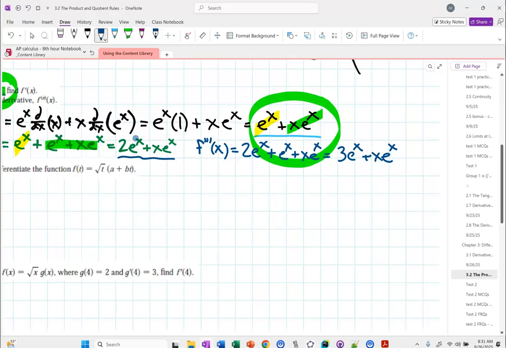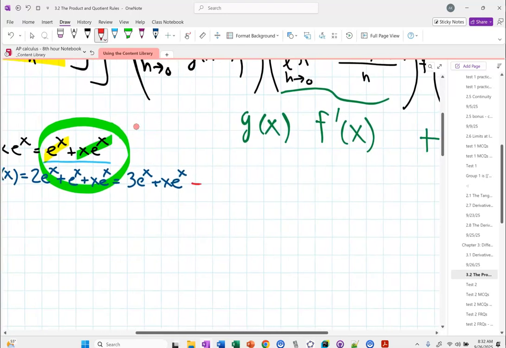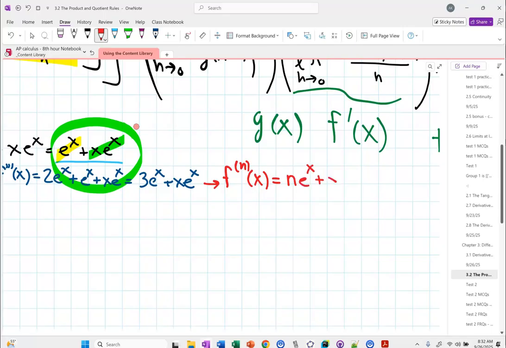Does anybody see the pattern that's happening here? What is the pattern? You just pick up another e to the x term every time we differentiate. So we might say then that our nth derivative is going to be n times e to the x plus x e to the x.